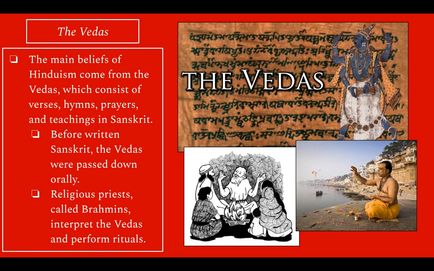So here you can see what Sanskrit looked like on the top with the god there. And then the other pictures here represent the oral tradition, right? Passing it on through words. And then here is a Brahmin, again, probably at the river Ganges, but I'm not certain.